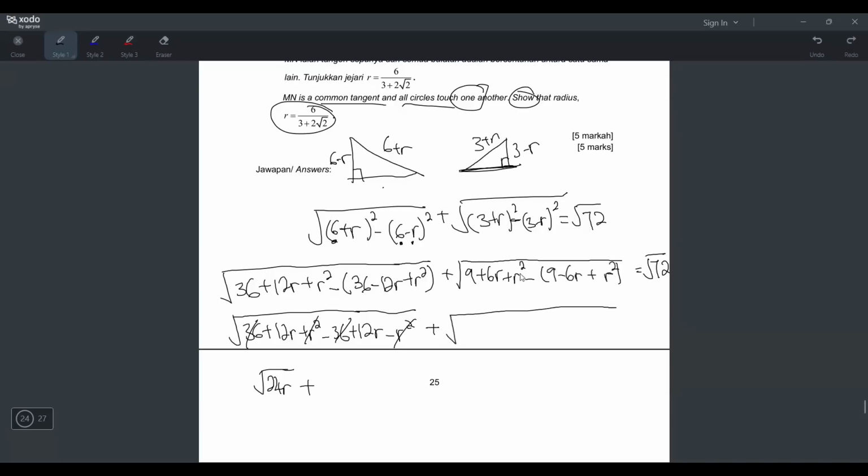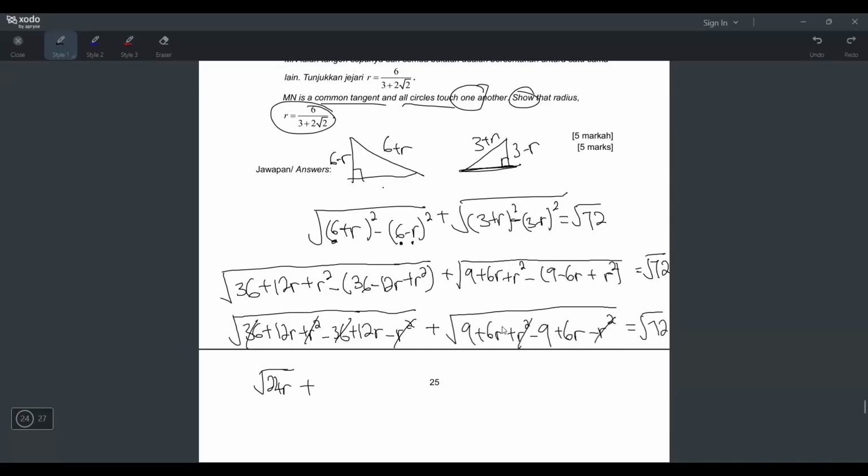The bracket, open the bracket first. It means you expand, kembang lah, or you can say you expand. So it becomes minus 9, minus minus becomes plus 6r, minus plus becomes minus r square, and then equals to square root 72. And now you can solve this.